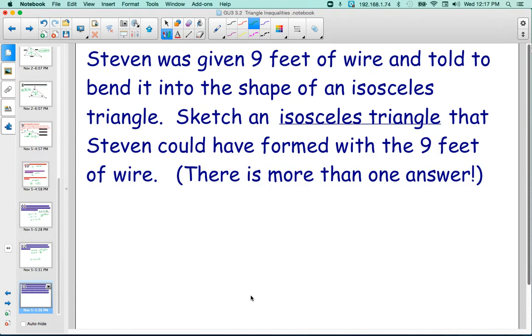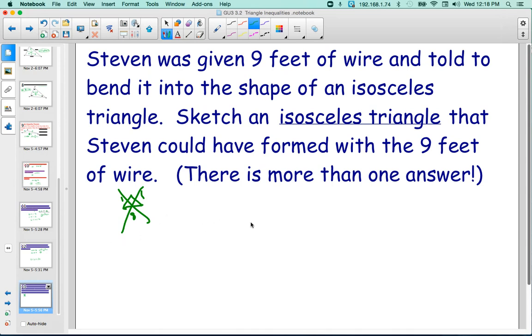Stephen was given 9 feet of wire and told to bend it into the shape of an isosceles triangle. Sketch an isosceles triangle that Stephen could have formed with 9 feet of wire. There is more than one answer. I'd say the easiest one in my head is an isosceles triangle where, well, you know what we need to do first? Because in my head, I'm like, well, we'll just do one that's 1, 1, and 8. Well, that's not possible because 1 plus 1 isn't bigger than 8. So that doesn't work.